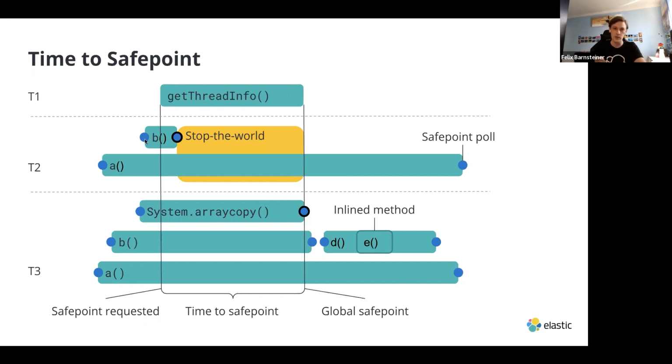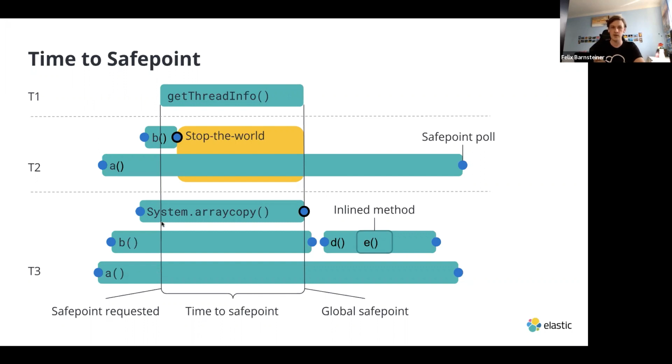Then we have these blue bubbles here again, and this time it means there's a safepoint poll in these areas. So when we look at T2, at the time we requested the safepoint, we are within a method B, so we have to wait until the method has completed. At this point in time, we're then polling the safepoint again. And then this thread really has to wait for all of the other threads to also reach a safepoint. So let's look at T3.